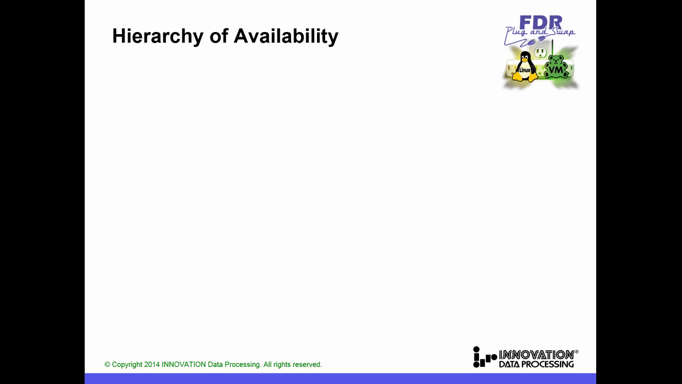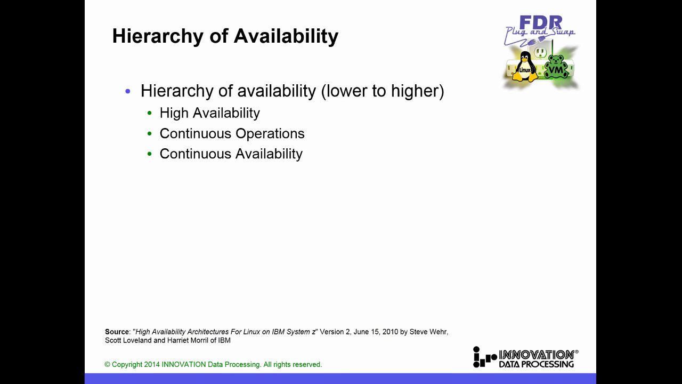Real quickly, the hierarchy of availability. Let's start at a high level, at 50,000 feet, and ask what we as IT shops are trying to work towards. I did not come up with these terms: high availability, continuous operations, and continuous availability. That was talked about a number of times at SHARE over the years, maybe not recently, in a paper by three IBMers.